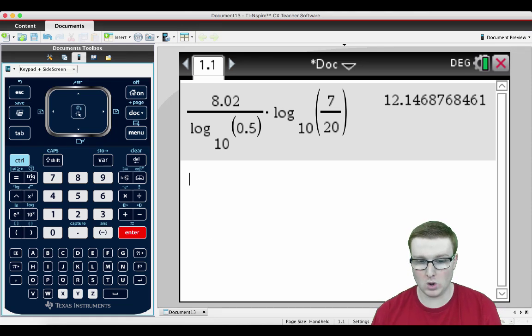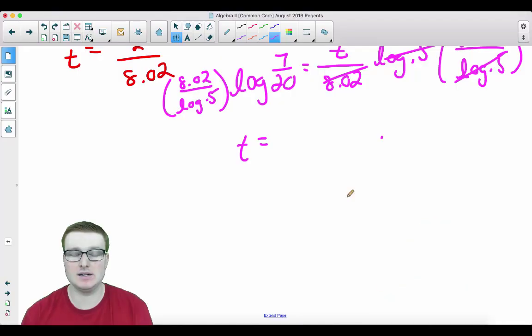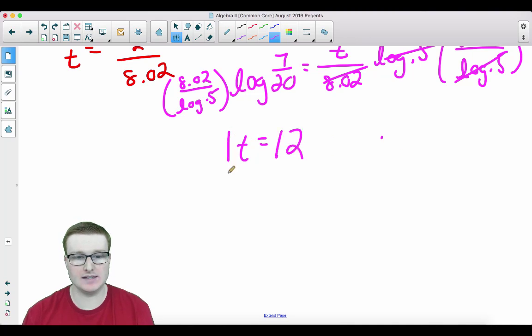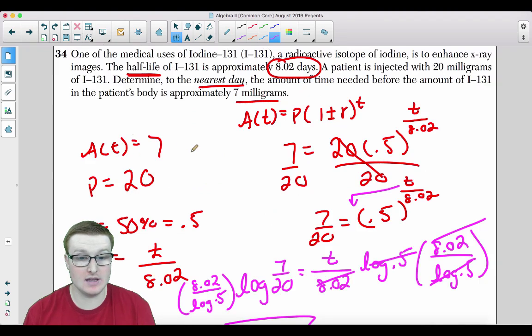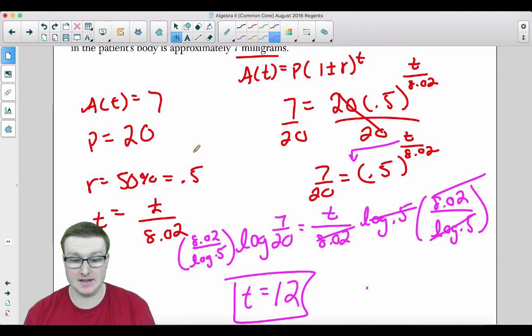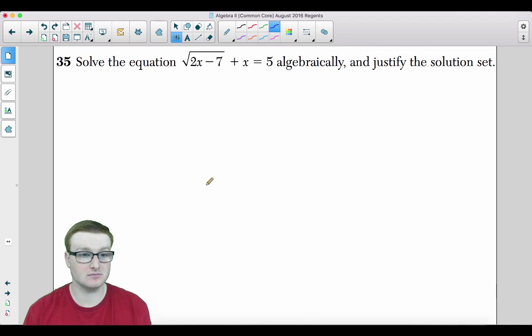And we get 12.15. But it says round it to the nearest day, so it's 12 days. T equals 12 days. That's how much time needs to pass to get the next round. And that's how you do that question. All right, moving on to number 35.